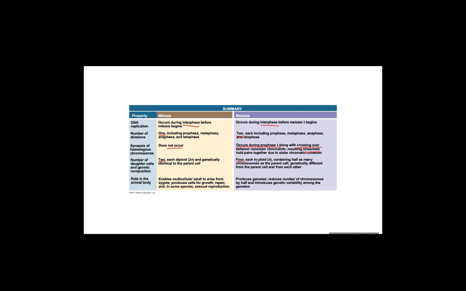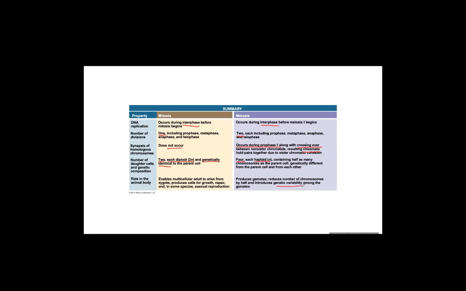And then each daughter cell has haploid. In case of mitosis, there are two daughter cells, but each daughter cell has diploid. And from mitosis, each daughter cell is genetically identical. In case of meiosis, each daughter cell has a different genetic configuration compared to the parent cell and even compared to each other daughter cell. The role in the animal cell: enable a multicellular adult to arise from a zygote. Growth, repair, development, okay? And in case of meiosis, produce gametes, reduce the number of chromosomes in half, introduce genetic variability among the gametes.